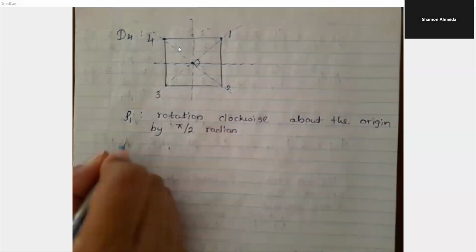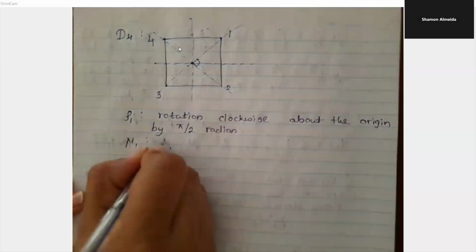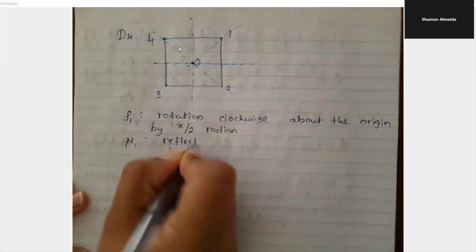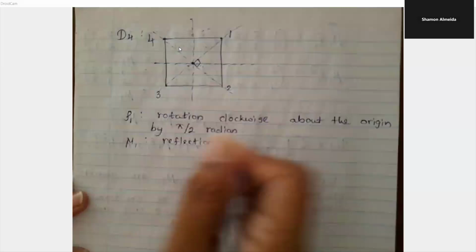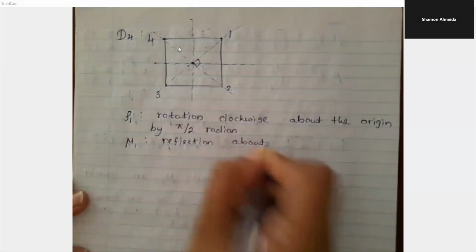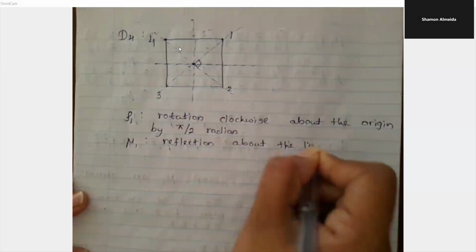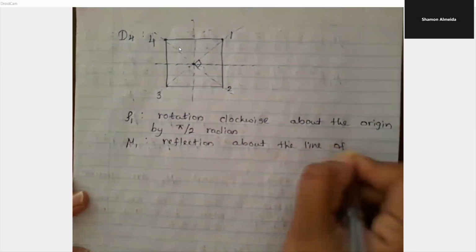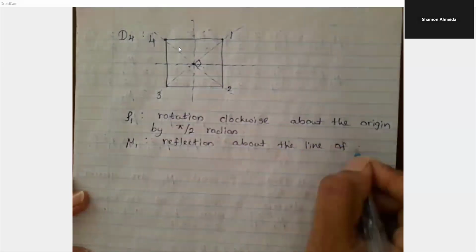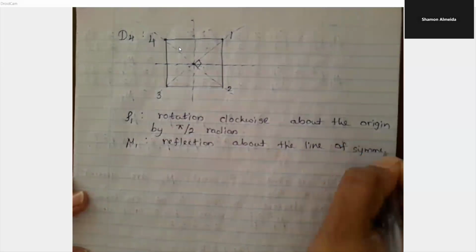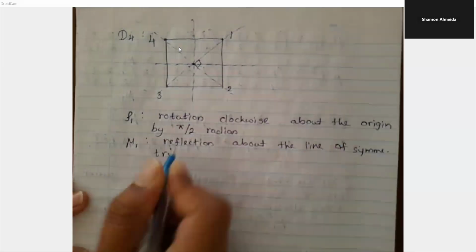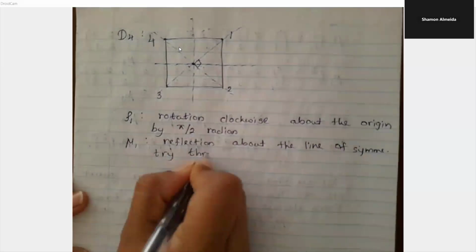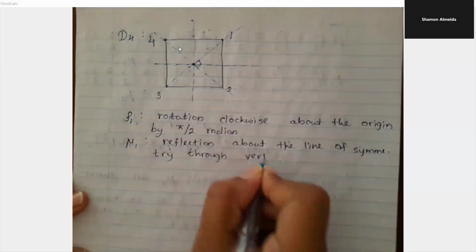Then let's take mu1. This will be the reflection about the line of symmetry through vertex 1 and the origin. Origin is over here.